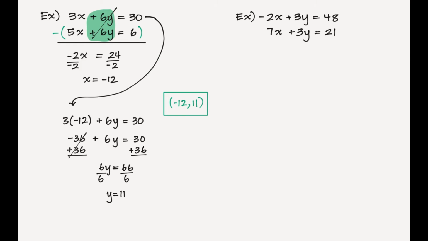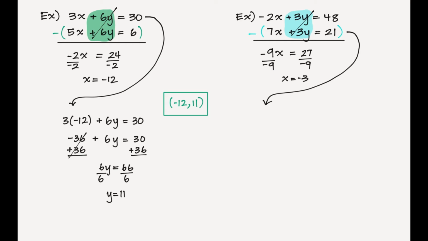Moving on to our next example, again, I see that it is the y variables that have the same coefficient. They're both positive, so I'm going to subtract my bottom row. So when I do that, I have -2x minus 7x is -9x, and the y's cancel out, and 48 minus 21 is 27. I can divide both sides by -9, and y is equal to -3.